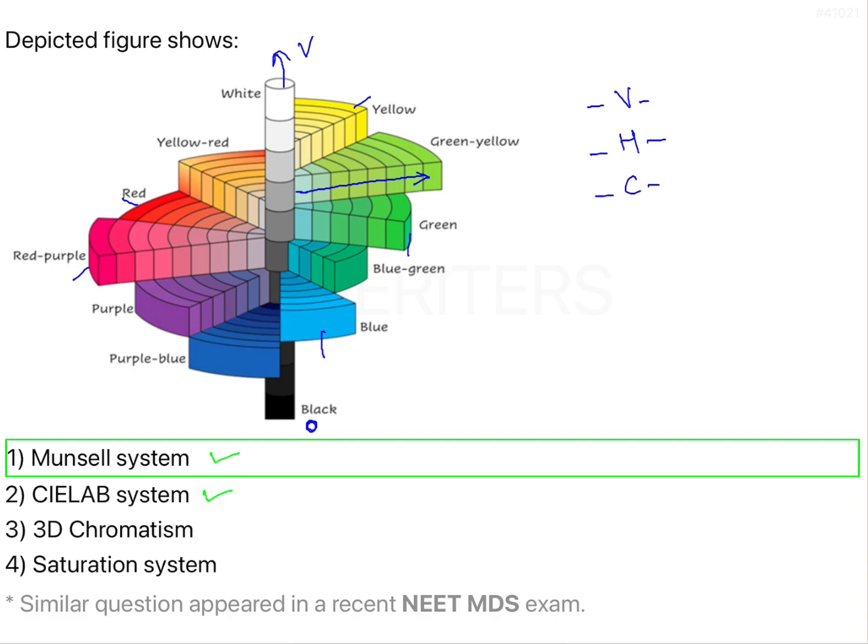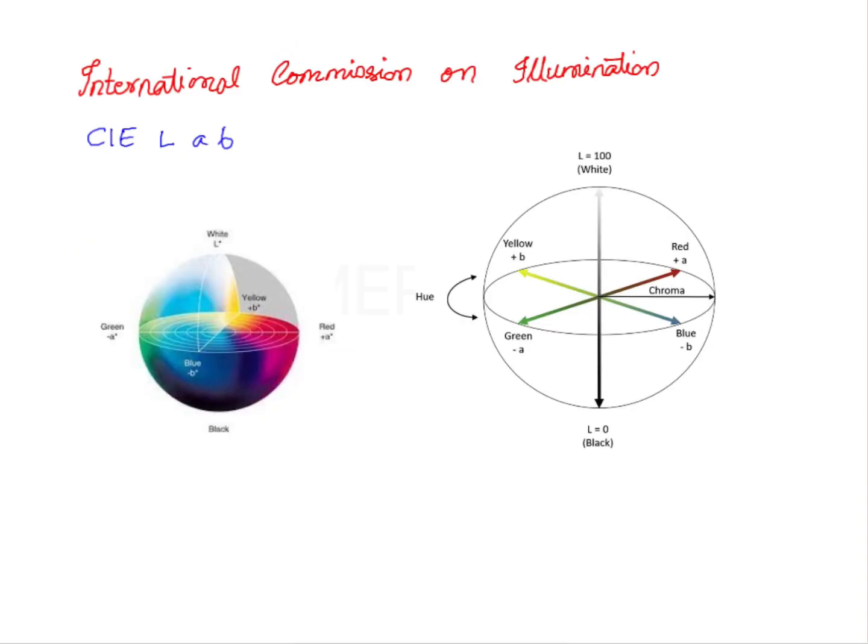Now the second system that they've mentioned here is the CIE LAB system. This is a similar system to Munsell, but there are certain differences which we need to know because you may be asked about this as well. The CIE part is an abbreviation for the International Commission on Illumination. Now the remaining part of the name, which is LAB: L, A and B are the names of the axes. So this is your L axis, this is your A axis, and this is your B axis.